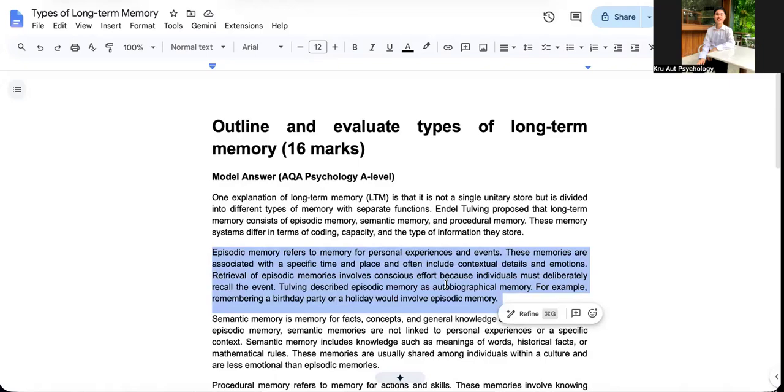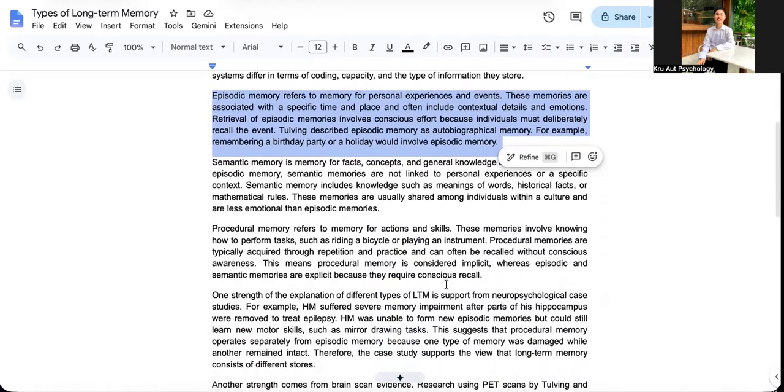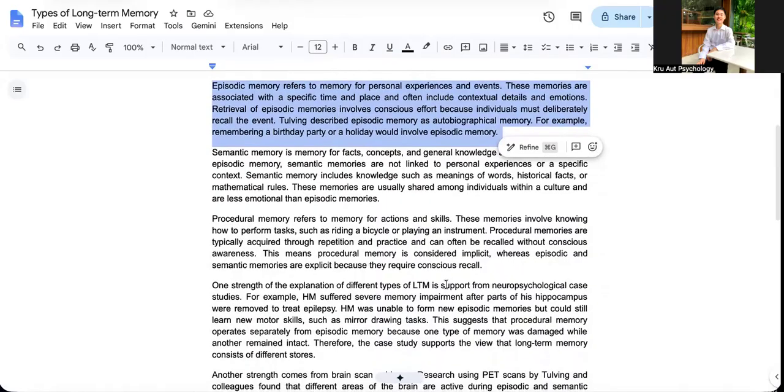Starting with episodic memory, it refers to a memory for personal experiences and events. These memories are associated with a specific time and place and often include contextual details and emotions. Retrieval of episodic memories involves conscious effort because individuals must deliberately recall the event. Tulving described episodic memory as autobiographical memory. For example, remembering a birthday party or a holiday would involve episodic memory.